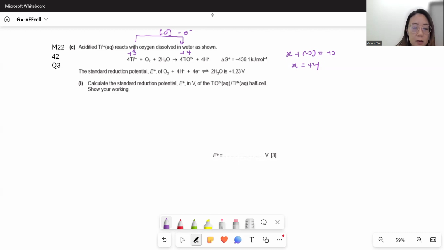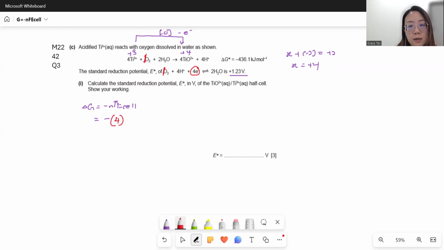Now, they gave us the E value for oxygen, and it is positive 1.23. So I think more or less we know what to do. First, delta G equals minus nFEcell. So n, what is the number of electrons involved? You can see here, one oxygen, correct or not? Oxygen requires 4 electrons. So in the complete circuit, they need 4 electrons here.